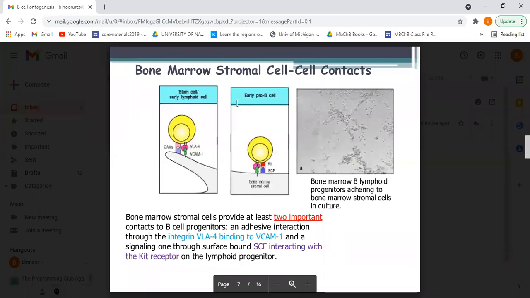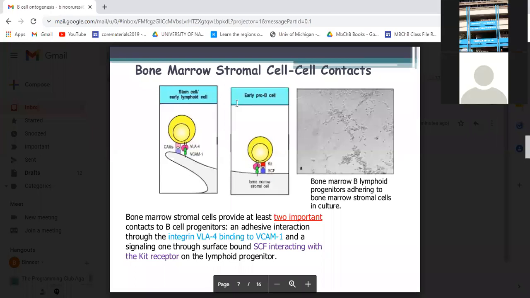Now, the bone marrow stromal cells provide these 2 important functions, and as we have said before, it provides contact to B cell progenitors, and this is regarding the adhesive interaction through which the integrin, that is very late antigen 4, which is very key for binding the B cell, and also the vascular cell adhesion molecule 1, which is important in terms of adherence.